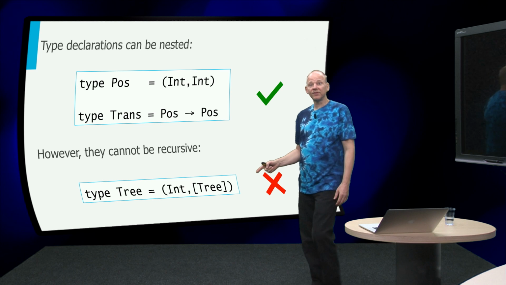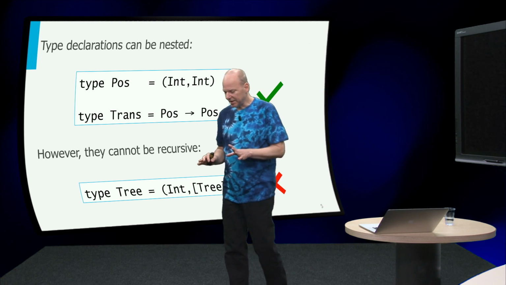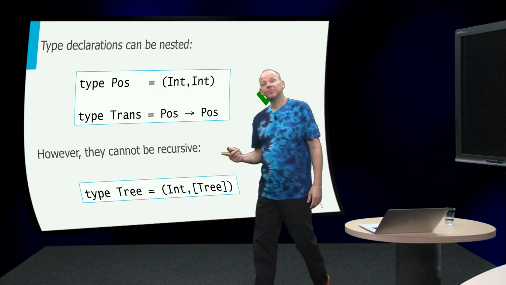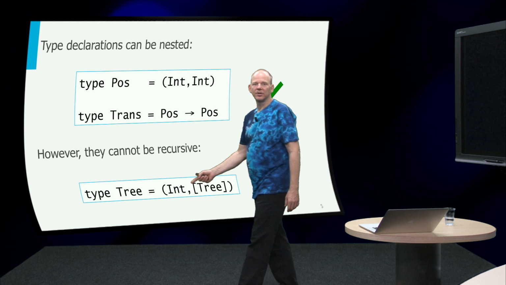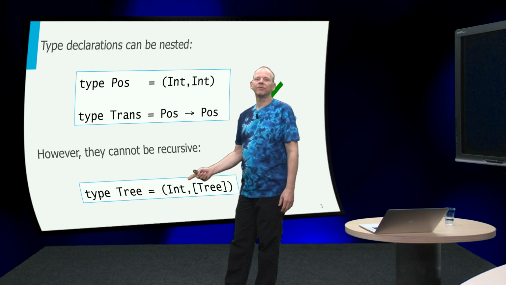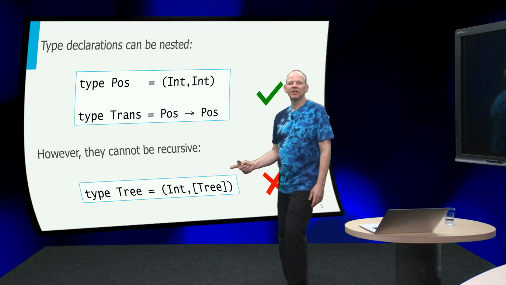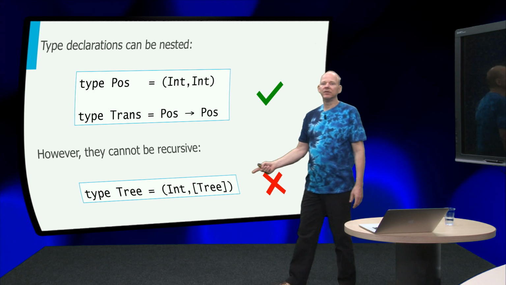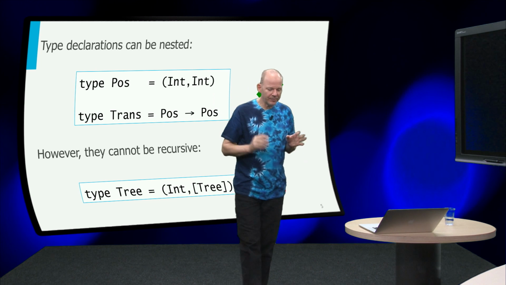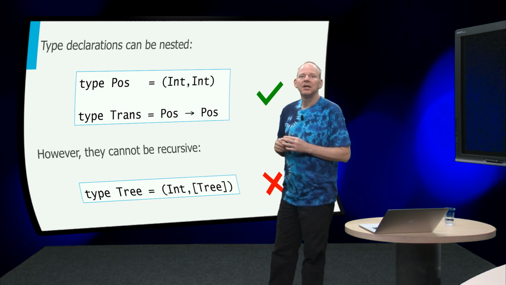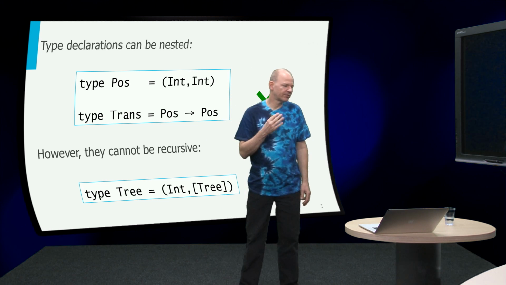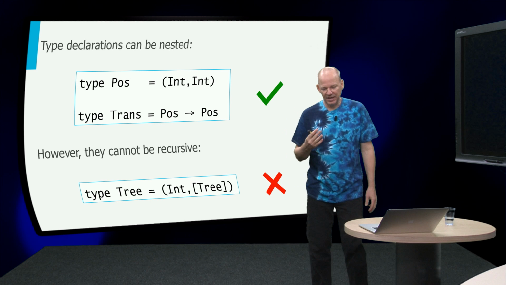Now there's one important thing here: these type synonyms are really just synonyms. They're just abbreviations, which means that they cannot be recursive. So in this case, when you define type Tree to be a pair of an Int and a list of trees, this is not allowed. We will see later that it's no problem to define recursive types in Haskell, but they always have to go via a nominal type. And this is a restriction that many languages have.